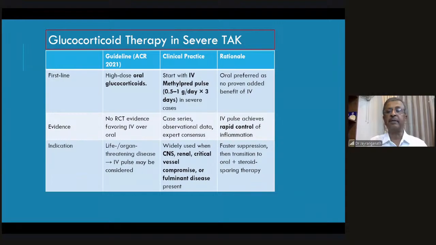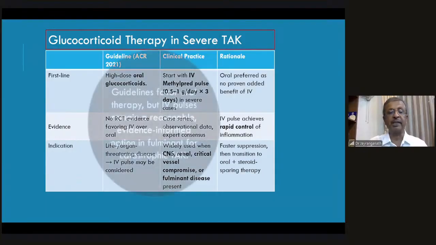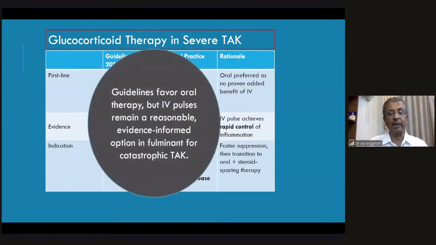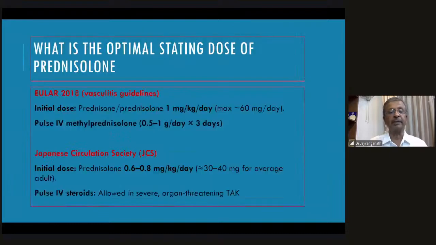The rationale: in the first line, oral is preferred as IV has no proven benefit. But IV pulses achieve rapid control, that's what we think. The faster suppression, then transition to oral steroid therapy if we give the IV. That is what we are thinking. That's the rationale, but there is no real evidence. Obviously we cannot do a randomized trial here because of the nature of the disease process. The guidelines favor oral therapy, but IV pulses remain a reasonable, evidence-informed option in fulminant catastrophic Takayasu.